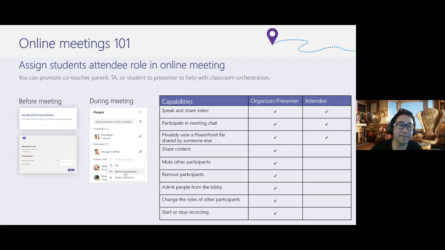In some cases, you may want another co-teacher, or maybe a parent, TA or a student to help you with the classroom orchestration. What we recommend for that is, during the meeting, in this people pane or participant pane, you can click on the teacher's name or the TA's name and make them a presenter so that they can help you with the classroom orchestration. So for this kind of role in meetings, you can do that before the meeting in the meeting options, or during the meeting with this menu over here as well.